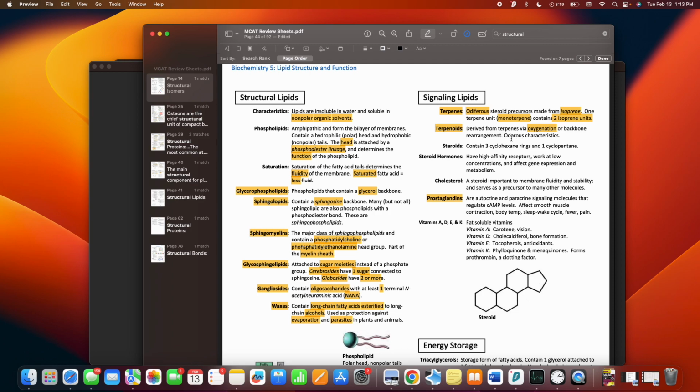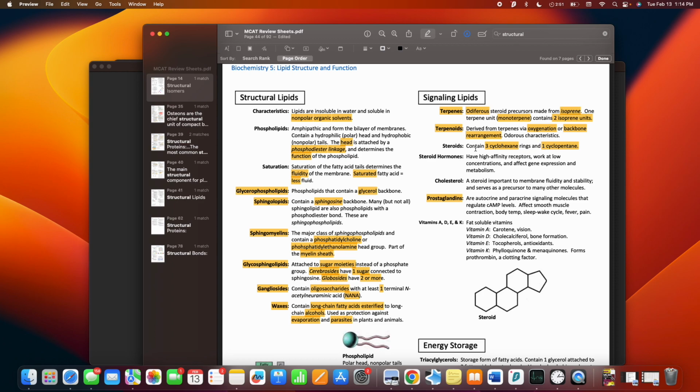Odorous characteristics. Oxygenation, not oxidation, or backbone rearrangement. Steroids contain 3 cyclohexane rings and 1 cyclopentane.